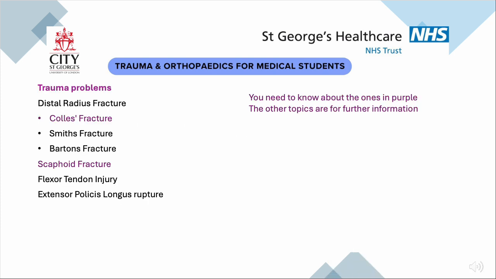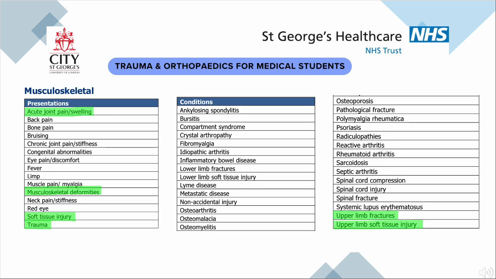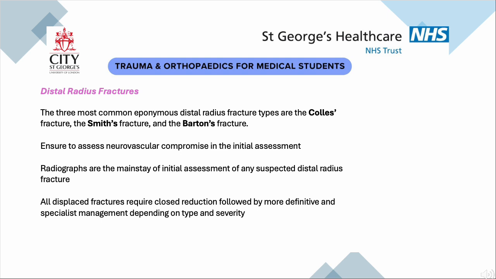We'll now look at some of the common injuries around the wrist and hand, and you need to know about the ones in purple. The other ones are really more for background information and completeness. Again, we are mapping them to the MLA, and you can see how it lines up here. Let's start with the distal radial fractures. There are three eponymous names that you need to be aware of: the Colles fracture, the Smith's fracture, and the Barton's fracture. In any injury, you need to assess the neurovascular status, because it is possible to give yourself acute carpal tunnel syndrome and occasionally possible to damage the arteries.